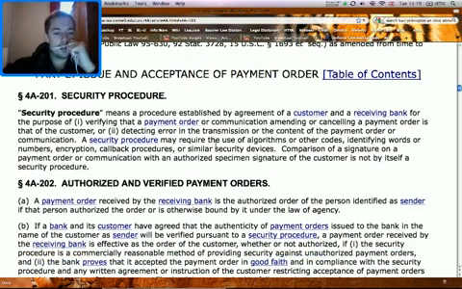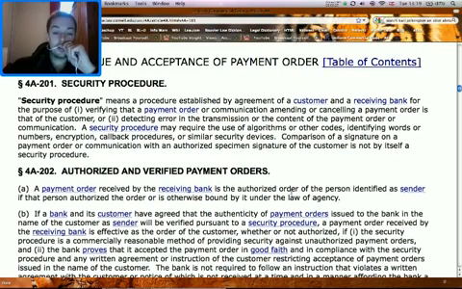4A-201, security procedure. Security procedure means a procedure established by agreement of a customer and a receiving bank for the purpose of 1. Verifying that a payment order or communication amending or cancelling a payment order is that of the customer, or 2. Detecting error in the transmission or the content of the payment order or communication.